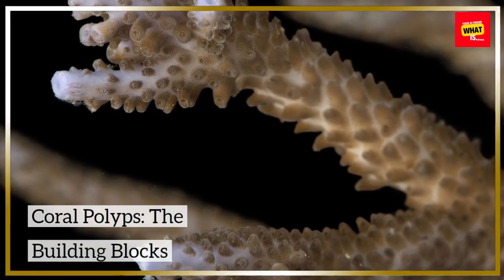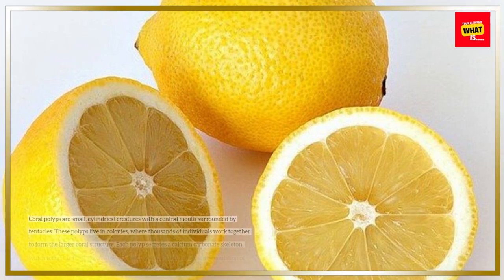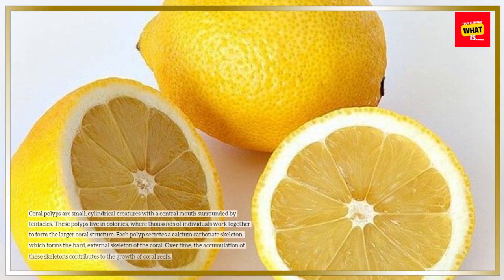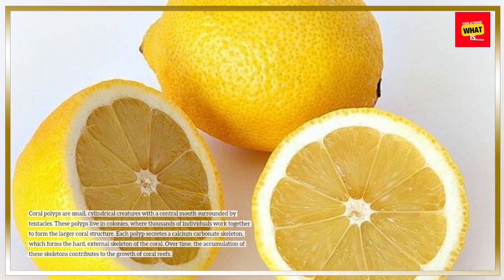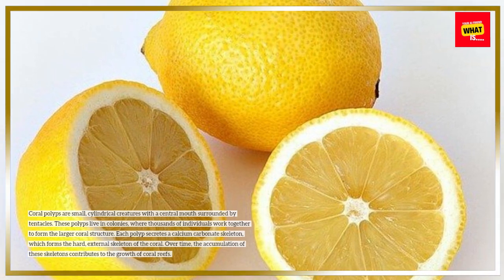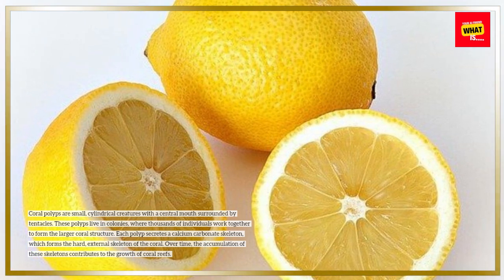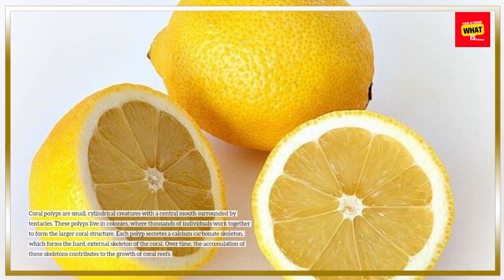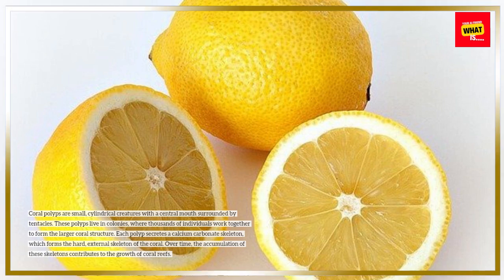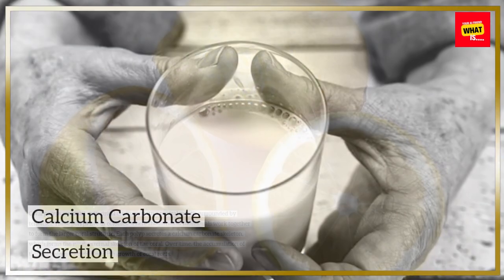Coral polyps, the building blocks. Coral polyps are small, cylindrical creatures with a central mouth surrounded by tentacles. These polyps live in colonies, where thousands of individuals work together to form the larger coral structure. Each polyp secretes a calcium carbonate skeleton, which forms the hard, external skeleton of the coral. Over time, the accumulation of these skeletons contributes to the growth of coral reefs.